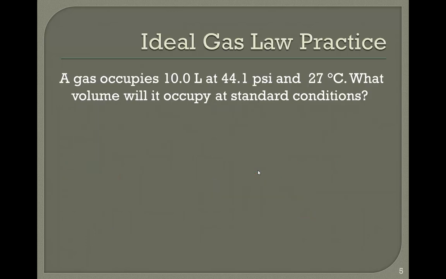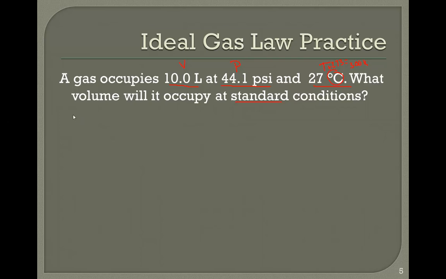So let's do a practice one. A gas occupies 10 liters, so that's going to be a volume, at 44.1 psi, that's going to be a pressure, and 27 degrees Celsius, and that's temperature. We automatically know that temperature has to be in Kelvin, so we have to add 273 to this to make it 300 Kelvin. What volume will it occupy at standard conditions?